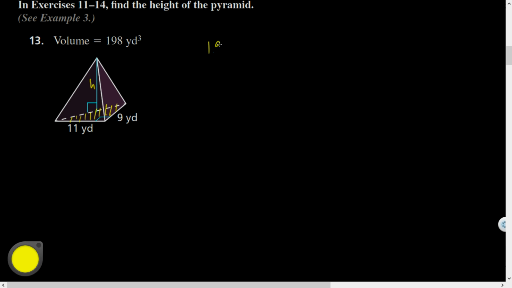So the volume, 198, is going to equal 1/3 times the area of the base. The area of a triangle is 1/2 times lowercase b, base, times its height. All right, these are all in yards, those are yards cubed. Fortunately, there's agreement there. Multiplied by my unknown height. 11 and 9. The area of a triangle formula is 1/2 the base times the height.